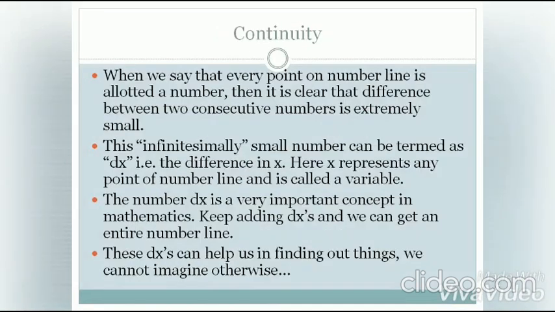So let us now move on to continuity. When we say that every point on the number line is allotted a number, it is clear that the difference between two consecutive numbers is extremely small. This infinitesimally small number can be termed as dx, that is the difference in x. Here x represents any point on the number line and is called a variable. The number dx is a very important concept in mathematics because if we keep on adding dx's, we can get the entire number line. These dx's can help us in finding out things we cannot otherwise imagine.